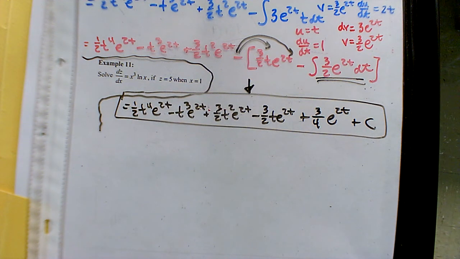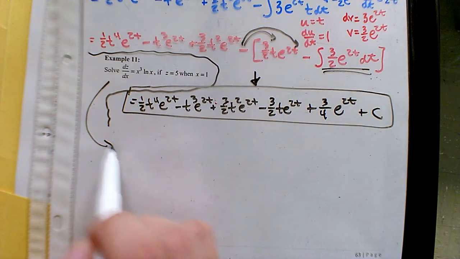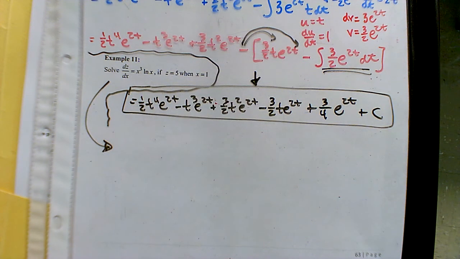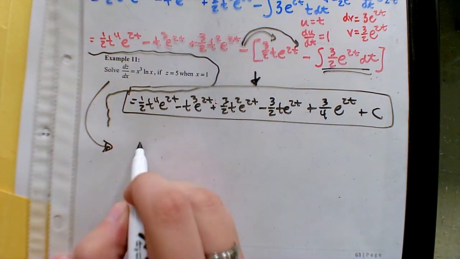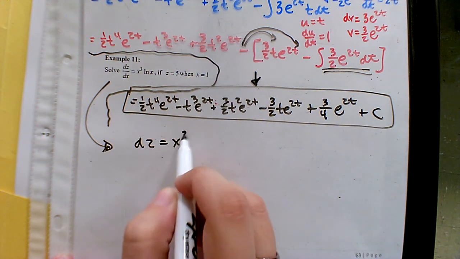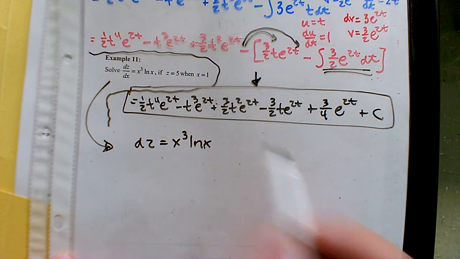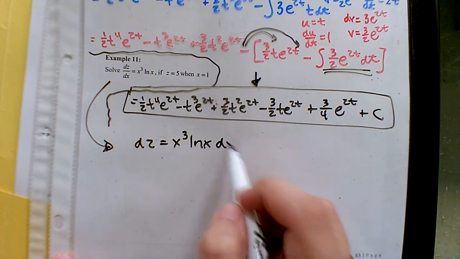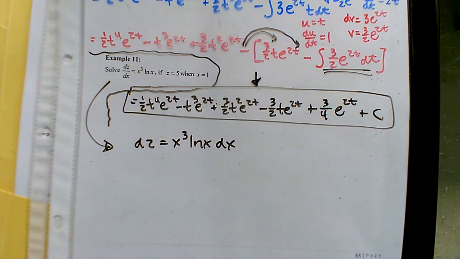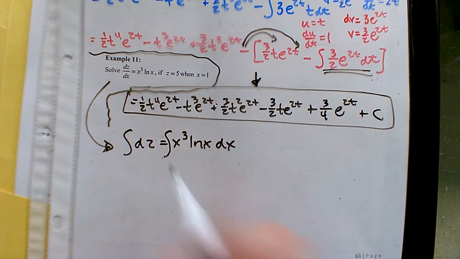Okay? Solve that derivative equation if z is 5 when x is 1. Okay, so if it says solve a differential, a derivative equation, we got to separate those variables, work backwards. So in this case, if we separate, that's real easy because we just got to move over the dx. But now we got to integrate both sides.